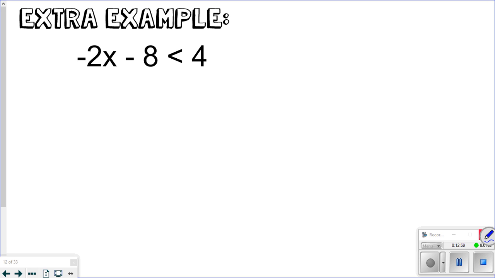In the My Notes section on page 42, write down this extra example or this extra problem. And we're going to walk through one more question.